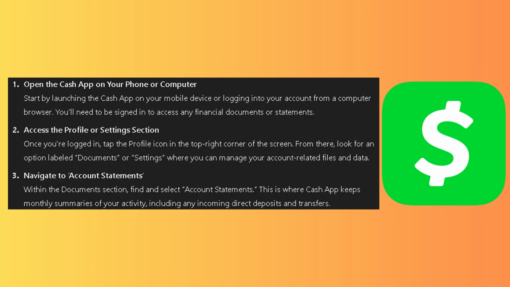Navigate to the account statements. Within the document section, find and select account statements. This is where Cashapp will keep your monthly summaries of your activity, including incoming direct deposits and transfers.